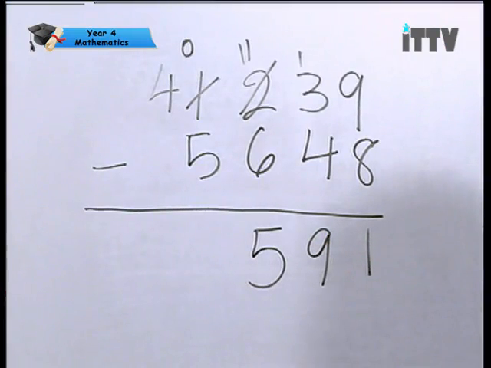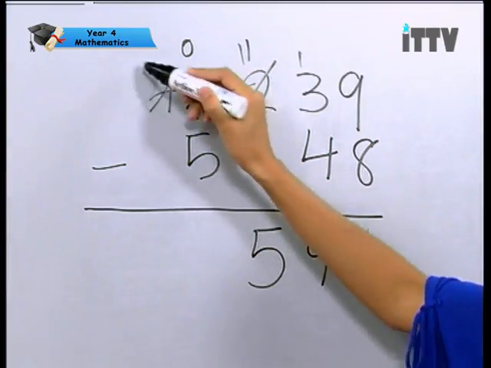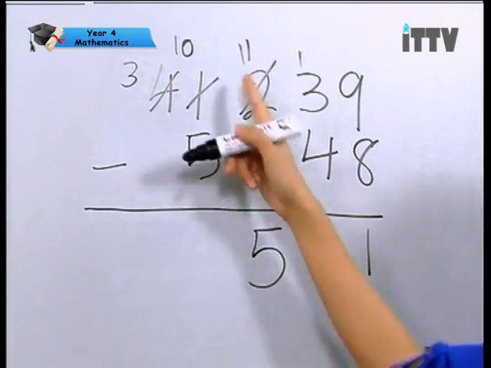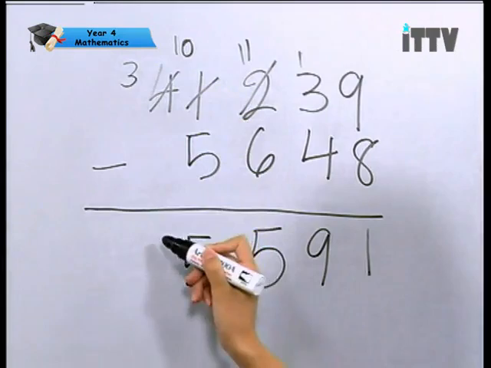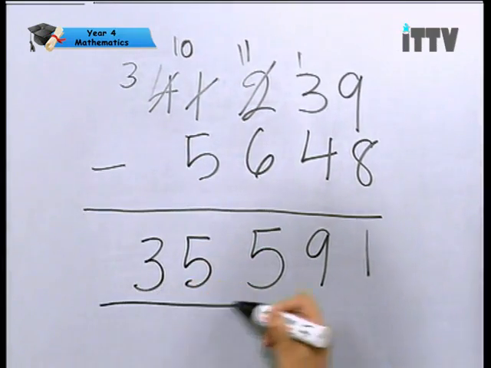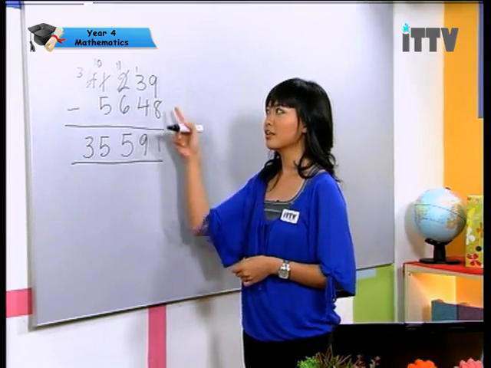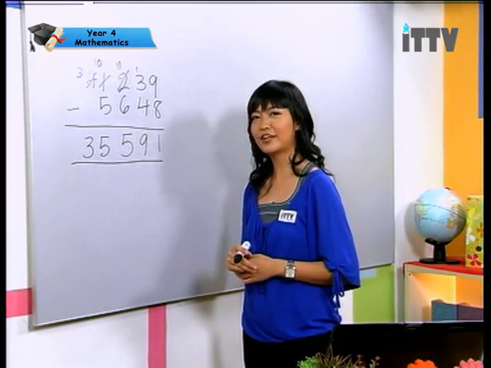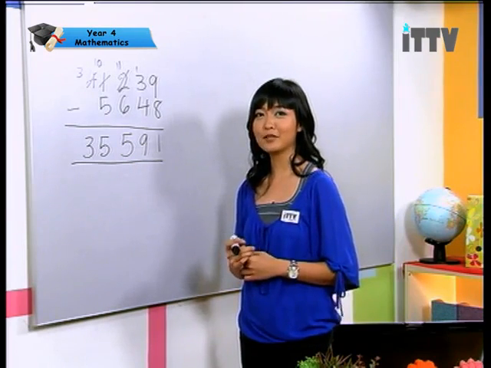If you're not sure, you can use count on or count back, yeah? 0 minus 5. Okay, that's not enough. We need to regroup. 10 minus 5 gives us 5. And over here, 3. Alright. So, the difference between these two numbers is 35,591. Quite easy, right, to subtract numbers?